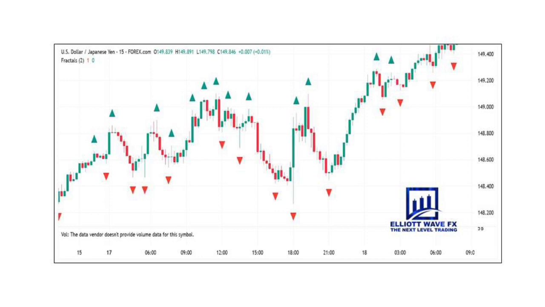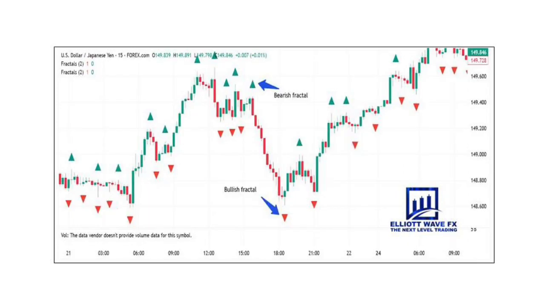Fractal indicator caution. The fractal pattern must be confirmed by the close of the fifth candlestick in the pattern. In other words, you need to wait through the close of the fifth candlestick in the pattern in order to see if, in fact, a valid fractal pattern has formed.